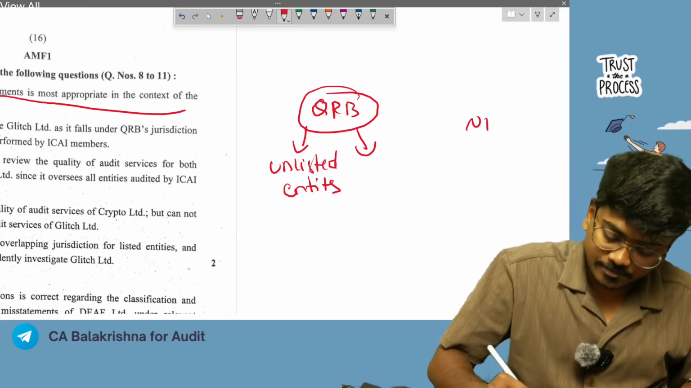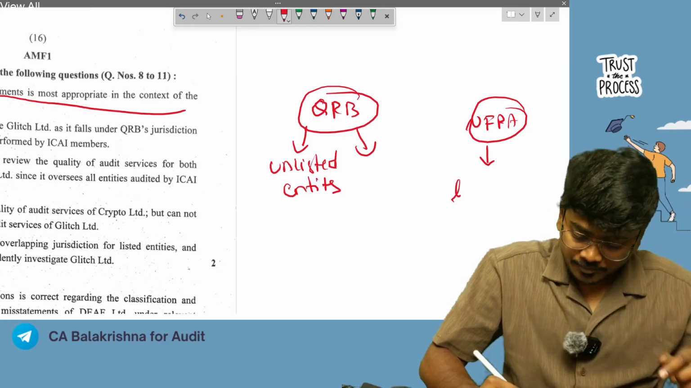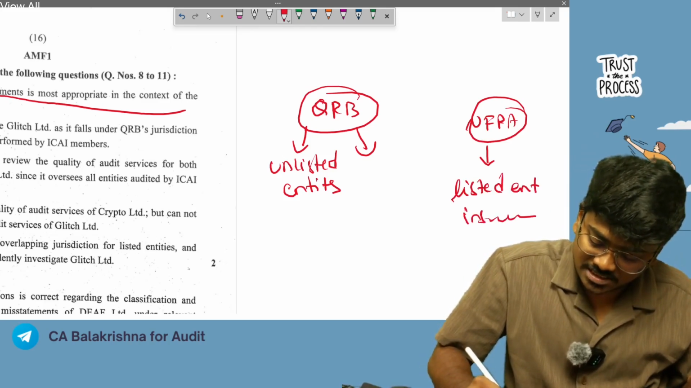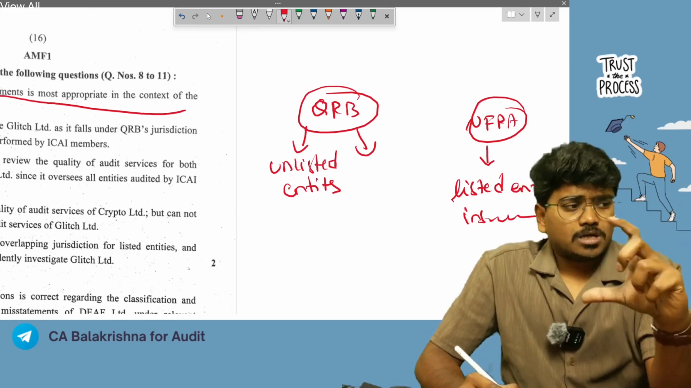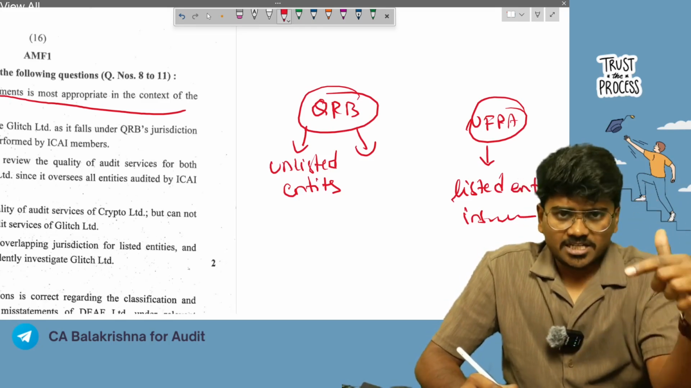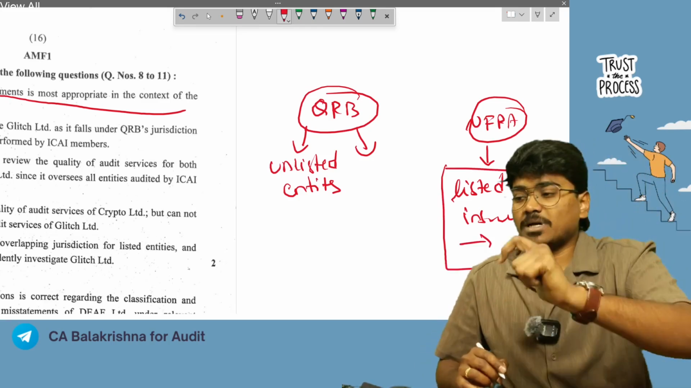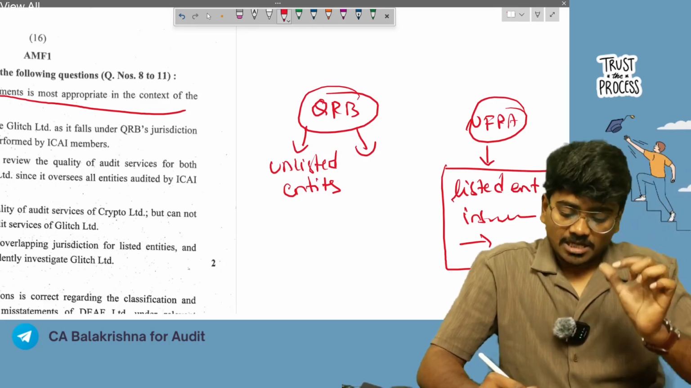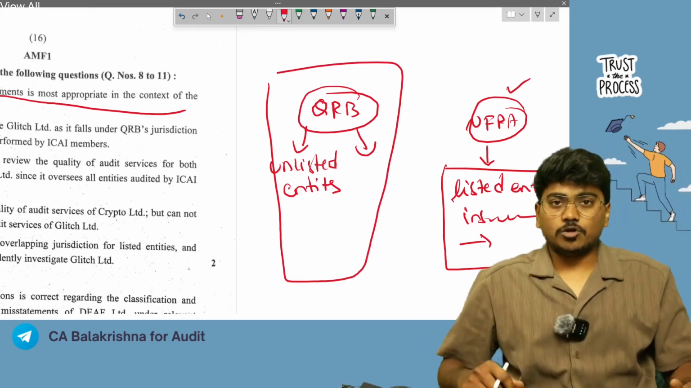Basically NFRA is there, no? NFRA has to review listed entities, insurance entities, and unlisted public companies having turnover of 500 crore or more. A certain threshold is given, right? Those entities have to be reviewed by NFRA, and entities not falling under the purview of NFRA will be reviewed by the Quality Review Board.